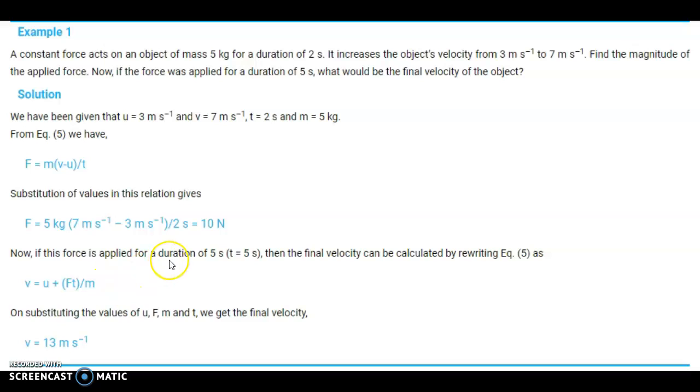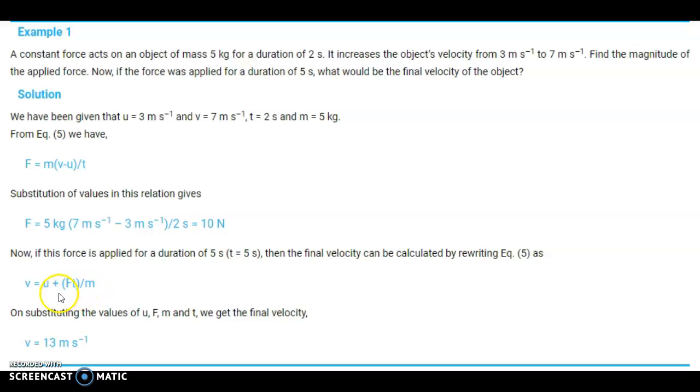How? In Newton's second law of motion, we have derived that force is equal to mass into acceleration. So what about the acceleration? Acceleration a is equal to F upon m. So instead of a, here you have to substitute F upon m, and t is already given. So now the equation will become v is equal to u plus Ft upon m.